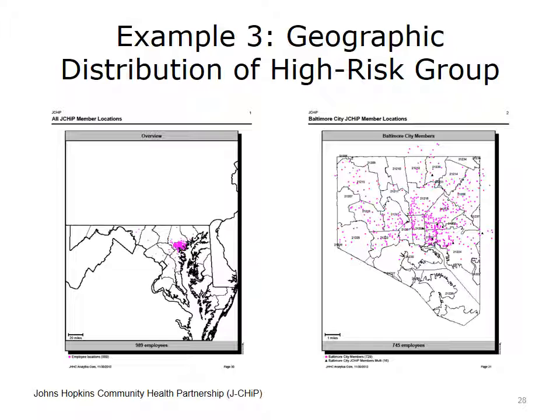Looking at Baltimore City member locations, they found that even though their clinics were designated within Baltimore City, in a very confined area in East Baltimore, the patients were really spread throughout many, many zip codes throughout Baltimore City. So their high-risk group often traveled across the city to access Johns Hopkins medical care.